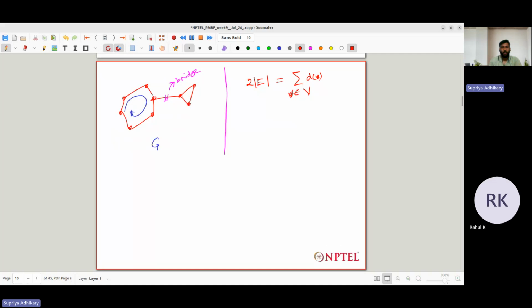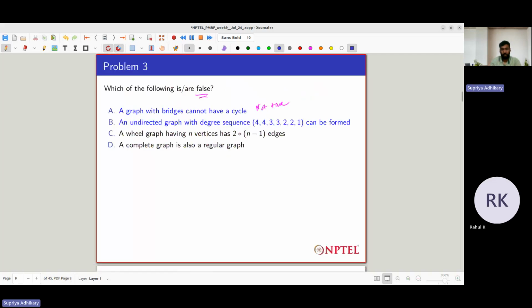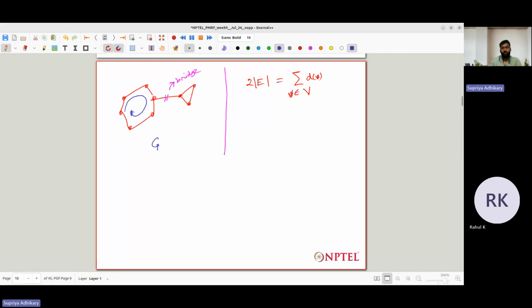I mean, to check this, if the degrees of all the vertices are there, then the first thing we can do is just sum them up. Then what is the sum of these degree values? This is 8 plus 6 plus 4 plus 1. So that should be 90. So it says that twice of e should be 90, but that is not possible.